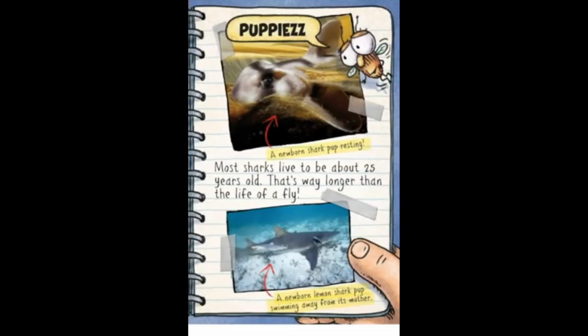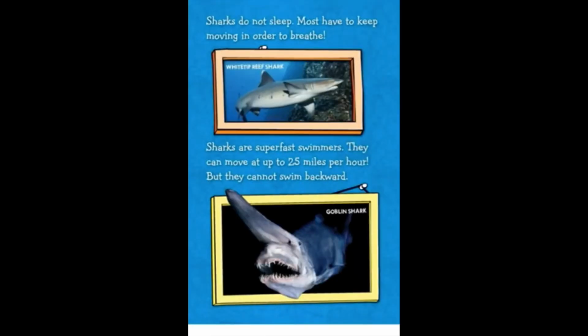Most sharks live to be about 25 years old. That's way longer than the life of a fly. A newborn lemon shark pup swimming away from its mother, and you can see that picture at the bottom. Sharks do not sleep. Most have to keep moving in order to breathe. Sharks are super fast swimmers. They can move up to 25 miles per hour, but they cannot swim backward. Ooh, interesting. I didn't know that they didn't sleep. I know I'm going to add that to my chart.